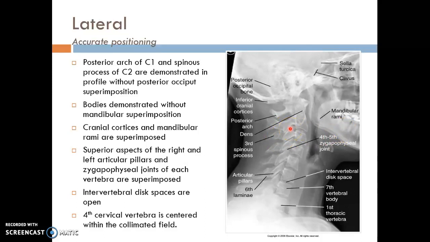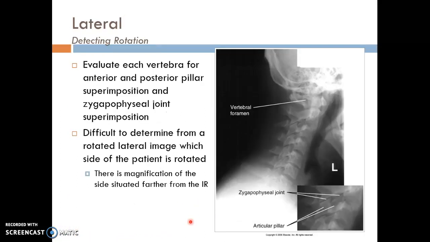Again, I can't say it enough, the zygapophyseal joints are demonstrated on the lateral cervical spine. The intervertebral disc spaces are open, and the fourth cervical vertebra is centered within the collimated field. To detect rotation on a lateral cervical spine projection, evaluate each vertebra for anterior and posterior pillar superimposition and zygapophyseal joint superimposition. It is difficult to determine, from a rotated lateral image, which side the patient is rotated.